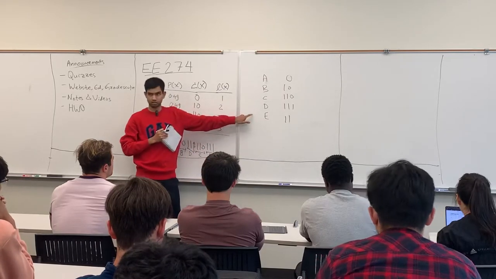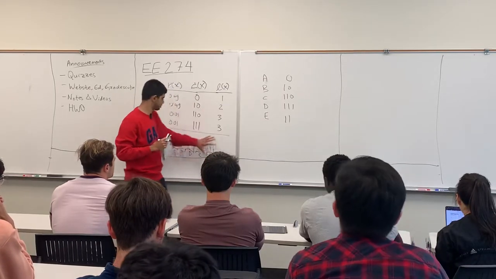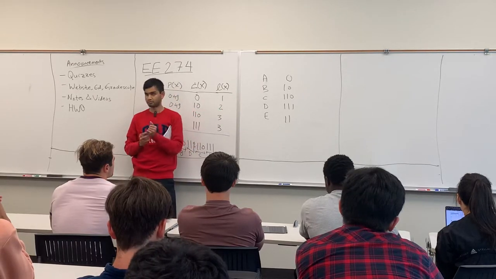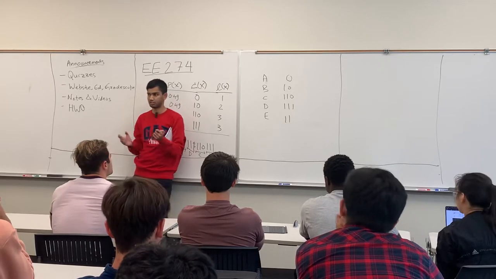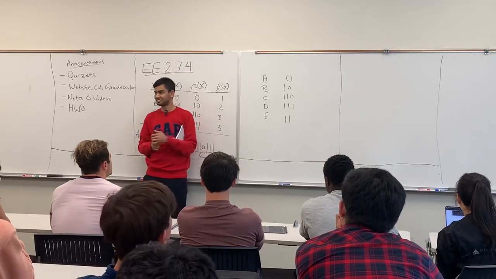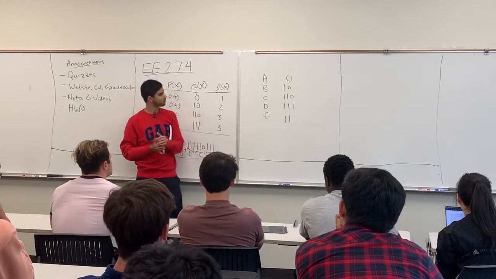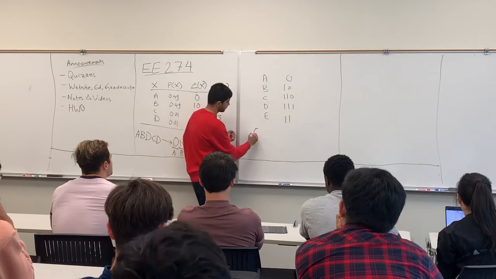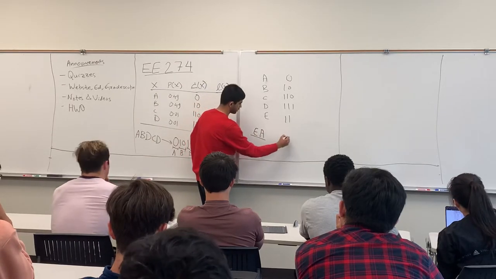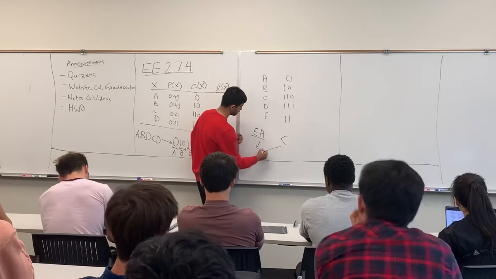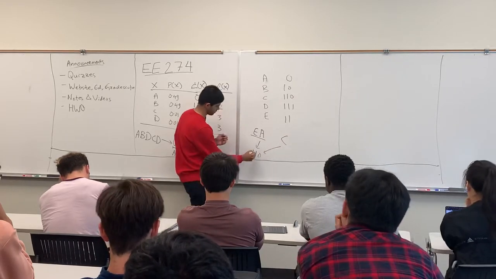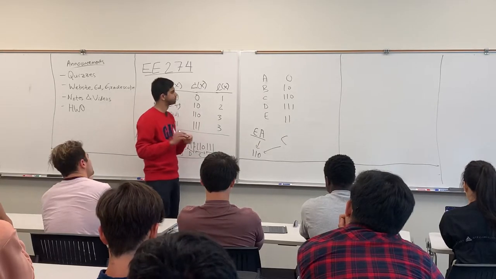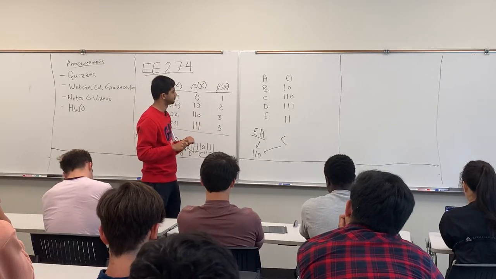Let's say I had this code. Will this same sort of algorithm work for this code for decoding? Some people are shaking their head. Can anybody explain? Yes. So the argument was that B and C both encode to 1, 1, 0. Good.